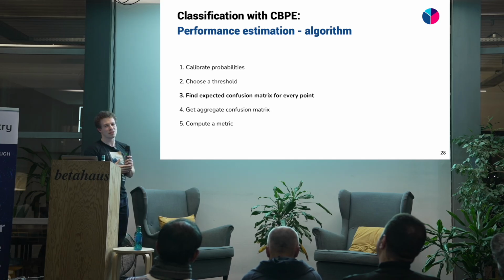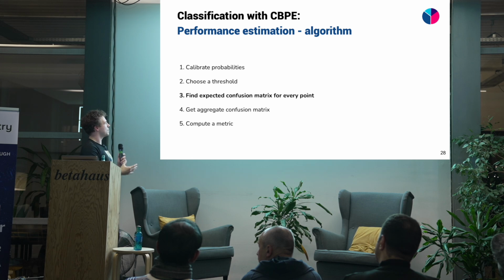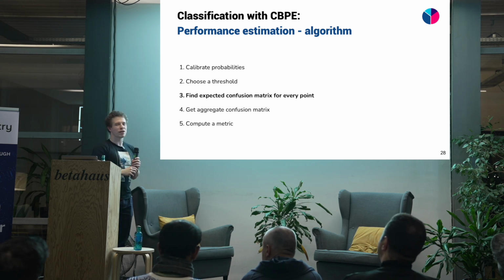Then we're going to choose a threshold. We're going to choose a number between 0 and 1. And we're going to take the threshold that we've chosen when we developed our use case to turn those probabilities into an actual prediction. We're going to find the expected confusion matrix for every element. So for every data point separately, we're going to construct a mini confusion matrix. And then we're going to use it to get the aggregate confusion matrix for a number of data points. So we're going to batch our data together. And then we can compute a metric such as F1. Let's go through it step by step this time.